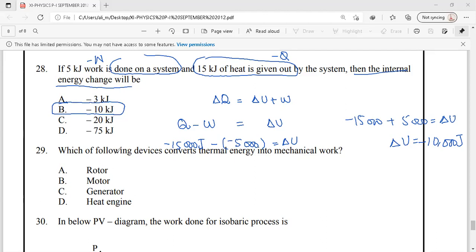Then we have question number 29. Which of the following devices converts thermal energy into mechanical work? That device is known as a heat engine, which takes heat from the source and converts it into mechanical work or energy. So the correct answer is option D.